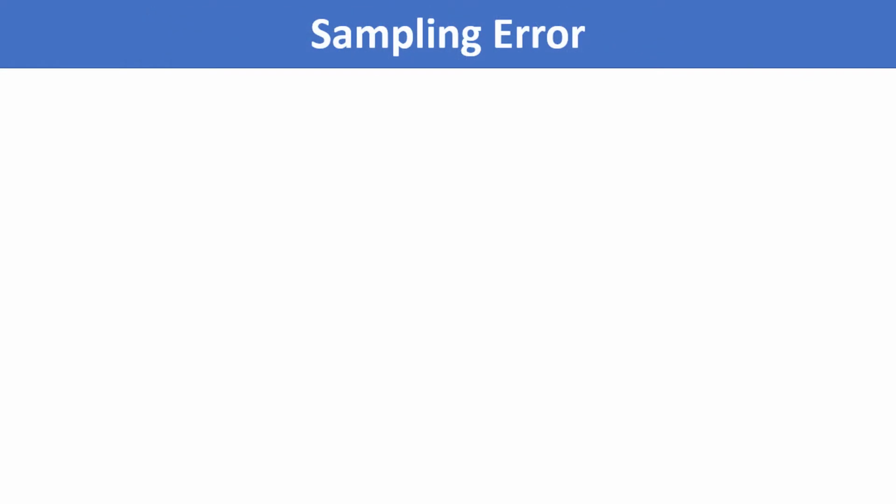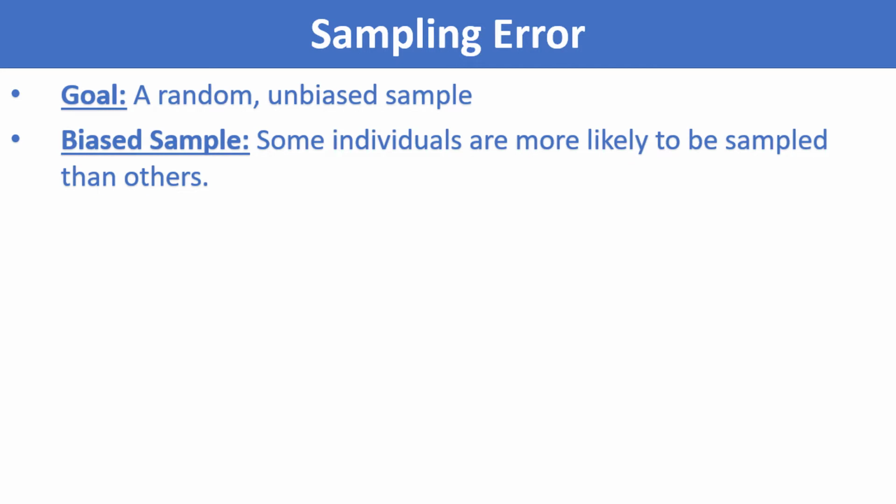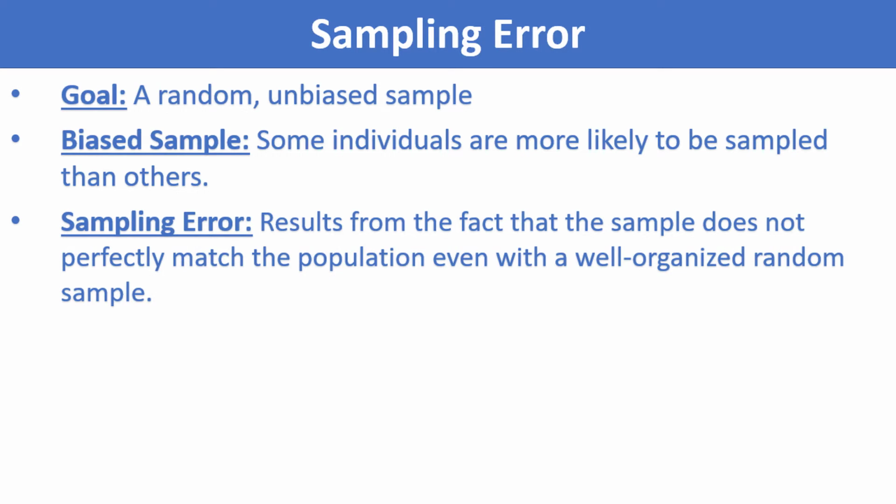Alright, the last thing to discuss is sampling error. Our goal is to have a random, unbiased sample that is representative of the population. A biased sample is a sample in which some individuals are more likely to be sampled than others. Now, here are 2 definitions that are easily confused with each other, so listen carefully. Sampling error results from the fact that the sample does not perfectly match the population, even with a well-organized random sample. It could be that your sample is very well planned and random, but the nature of randomness could lead the sample to still be unrepresentative of the population, just by chance. We call this type of error sampling error.